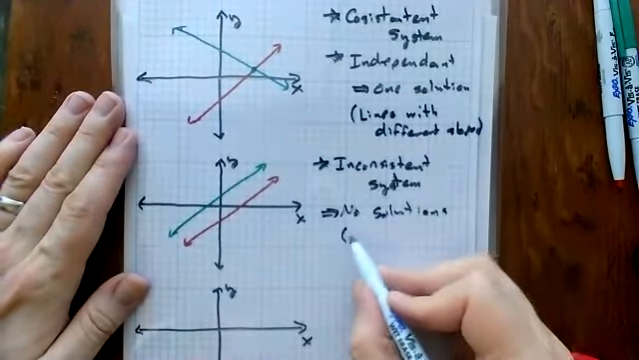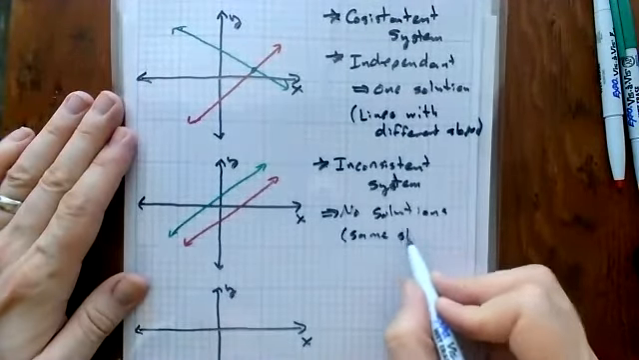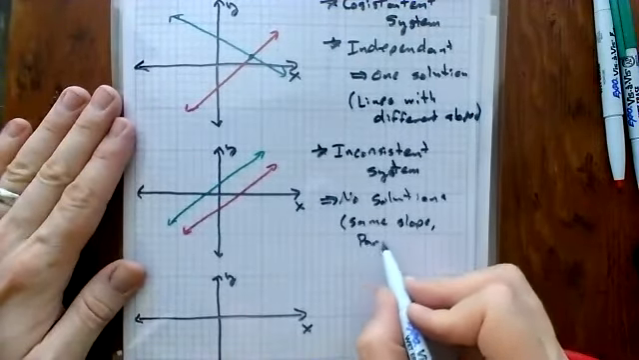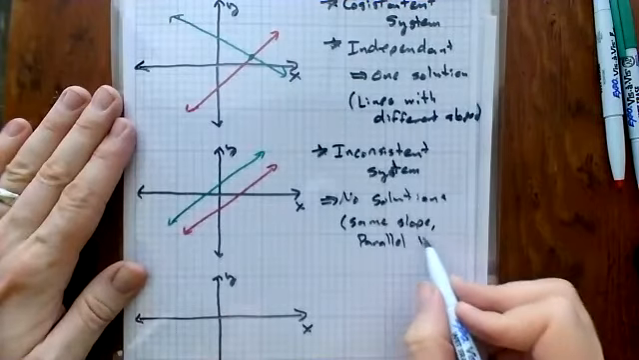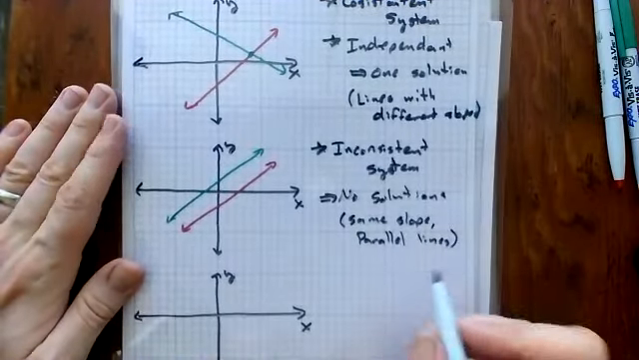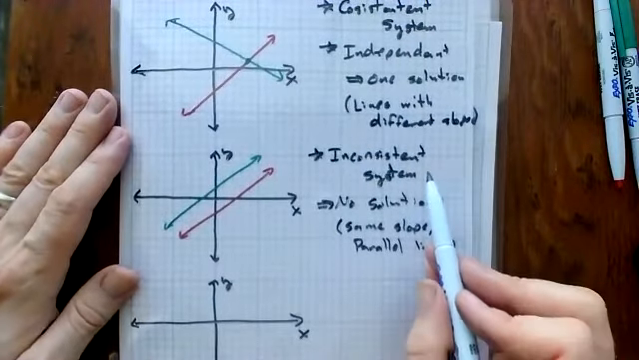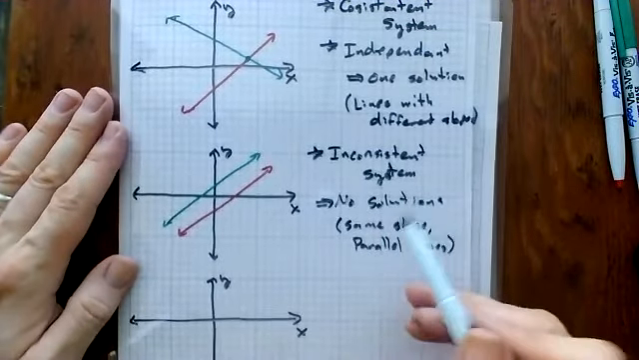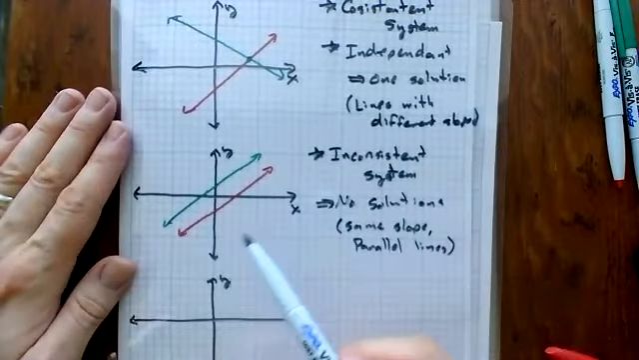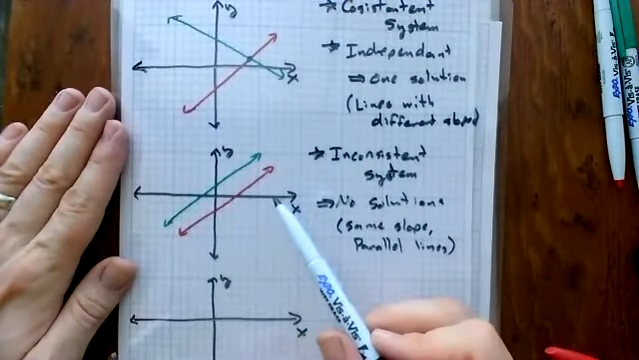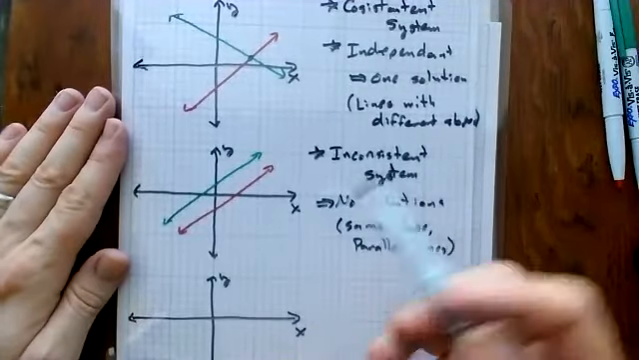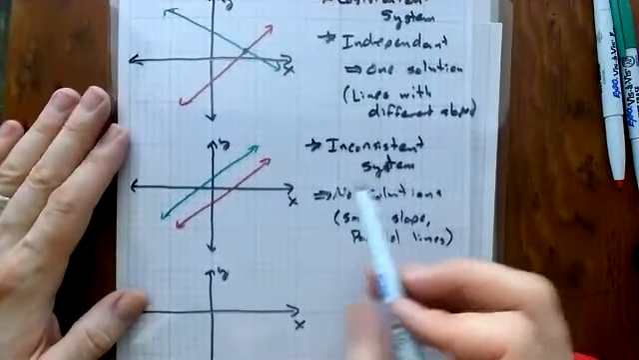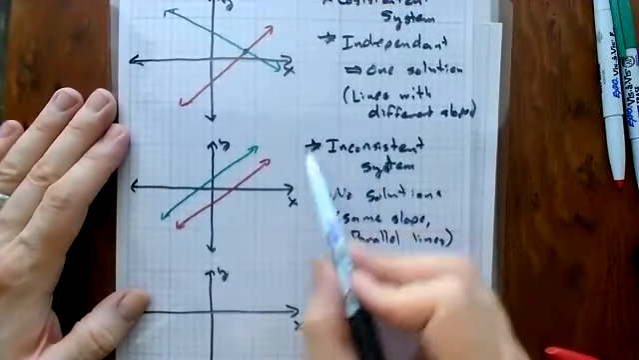So these are going to be the same slope, and basically we've got parallel lines. This is an inconsistent system. Technically it's independent, but that doesn't matter. Basically, all it means to be independent is that it doesn't matter where you start on the line to have your solution. Because I've got no solutions, it's still technically independent, but what's important here is remembering that it's inconsistent.